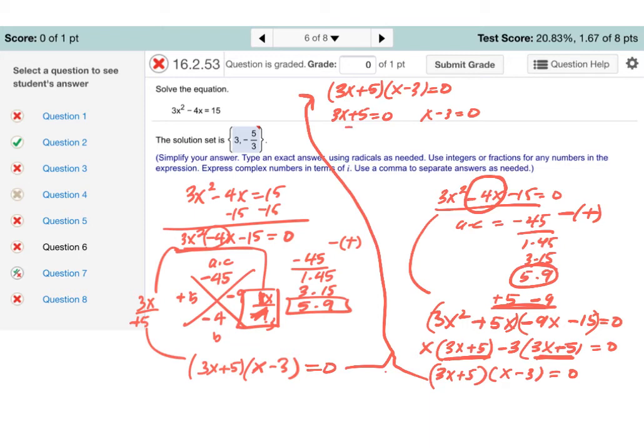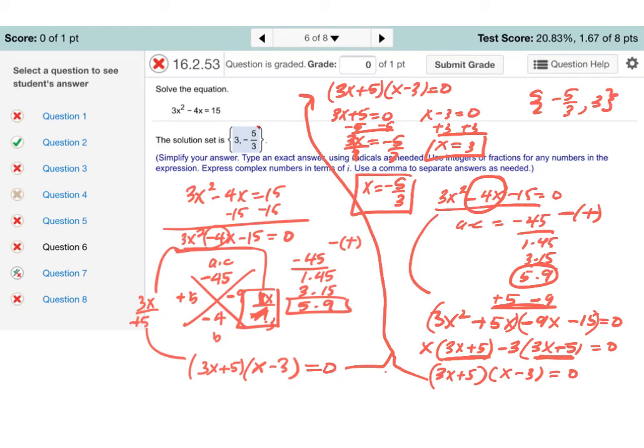Okay, so we want to subtract 5 on both sides, and we get 3x equals negative 5, and then divide by 3. So the first solution is x equals negative 5/3. Here, for x minus 3 equals 0, we'll add 3 on both sides to get x equals 3. Okay, so we get a negative 5/3 and a positive 3. Okay, and notice here the order doesn't matter just as long as the signs are the same. Okay, let's look at the next one.